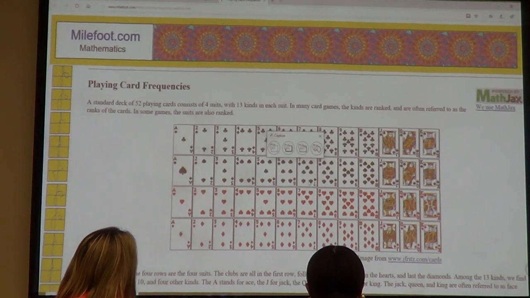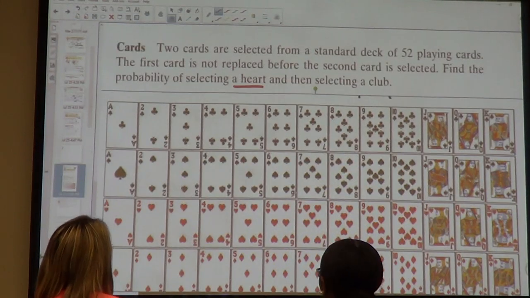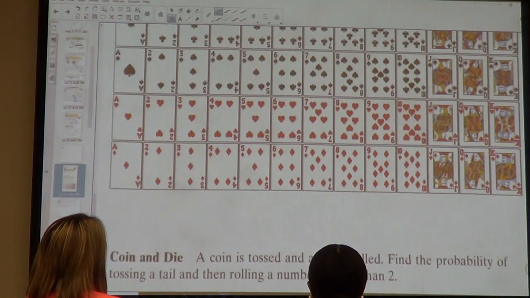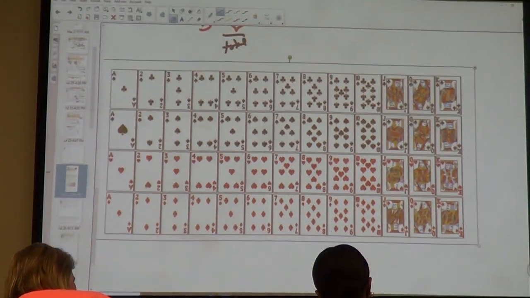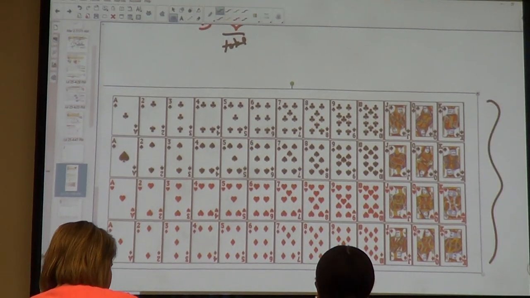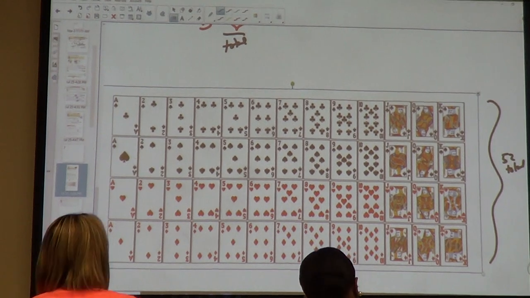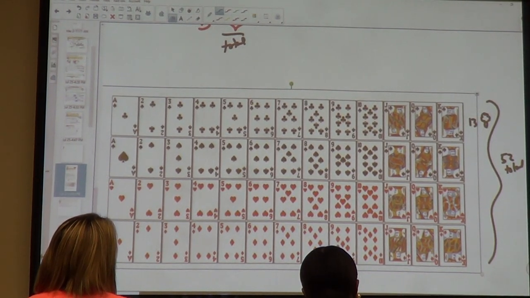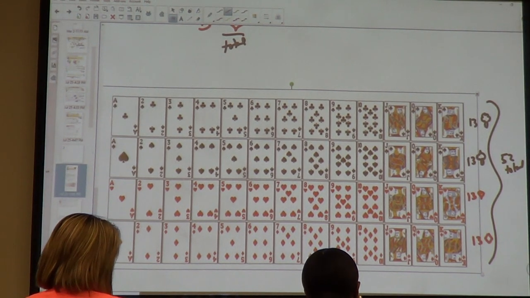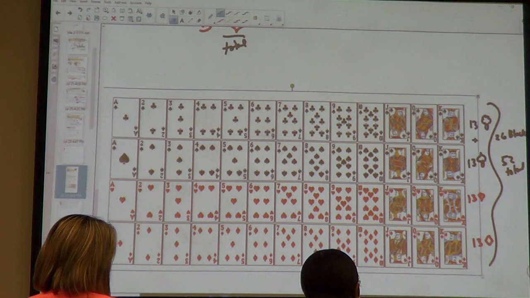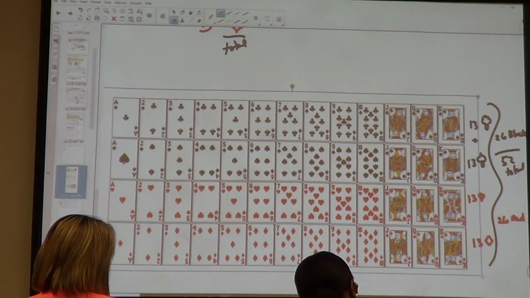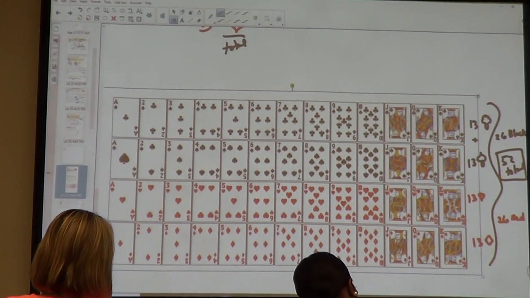Okay? Let me put this out here so we can look at it real quick. Yes, you're correct. Let me move this down so we can talk about it, because you're going to be asked a lot of questions about this. There are 52 total cards. There are 13 clubs, 13 spades, 13 hearts, and 13 diamonds. And if we add those up, that makes 26 that are black, and 26 that are red. So that kind of gives you the breakdown.